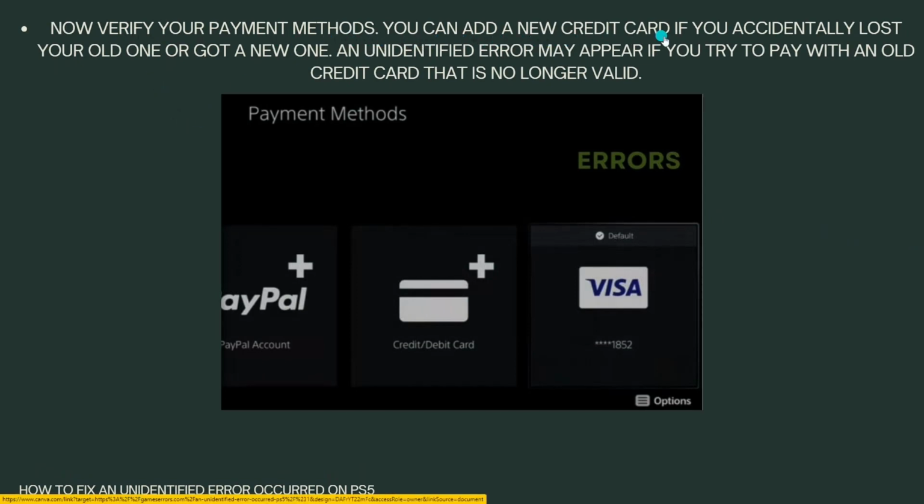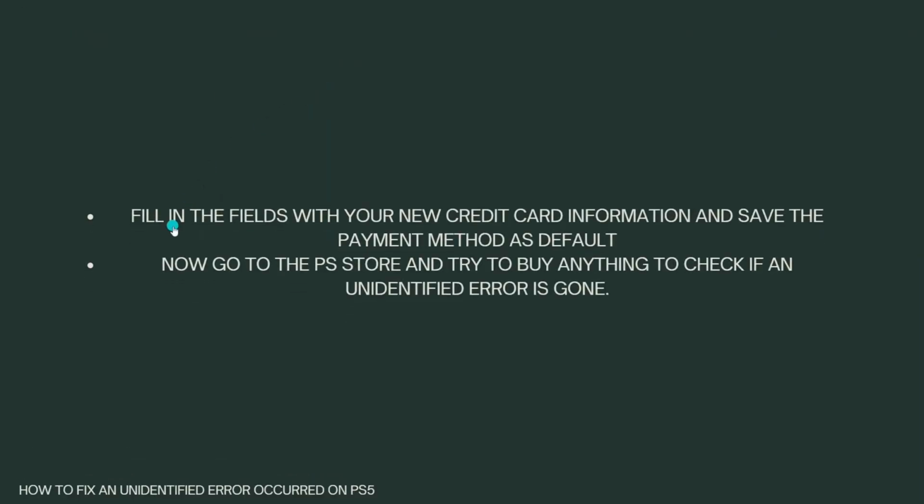You can add a new credit card if you accidentally lost your old one or got a new one. An unidentified error may appear if you try to pay with an old credit card that is no longer valid. Fill in the fields with your new credit card information and save the payment method as default. And lastly, now go to the PS Store and try to buy anything to check if an unidentified error is gone. Okay? So that is how you verify your payment method.